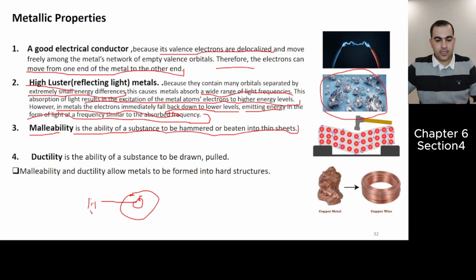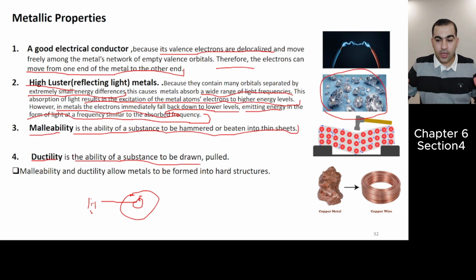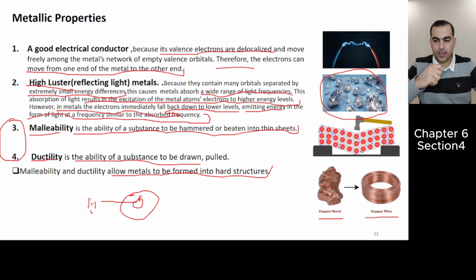So ductility, ductile, is the ability of a substance to be drawn, to be pulled, without breaking. Here, copper metal, you can make copperware, you can pull it. So these two properties, guys, allow metals to be formed into hard structures. That's why metals are hard structures, because they have malleability and ductility properties.